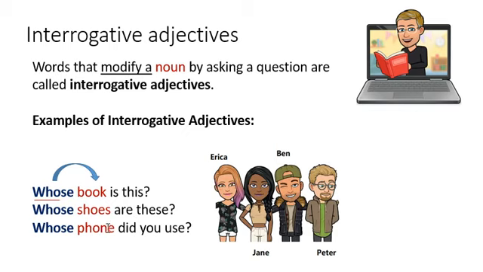Whose phone did you use? You want to know the owner of the phone you use. Whose phone did you use? Let's look at some other examples.